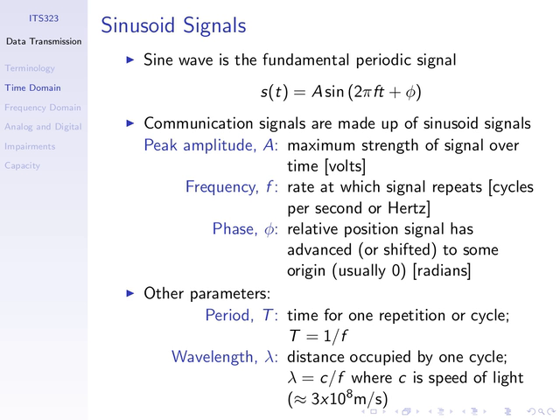So when we want to design new signals to be transmitted across some link, the way that we look at them is to look at them as a set of sine waves. So we say that the sine wave is the fundamental periodic signal that we use in communication signals. We can think every communication signal is made up of sine waves, combined in some way.